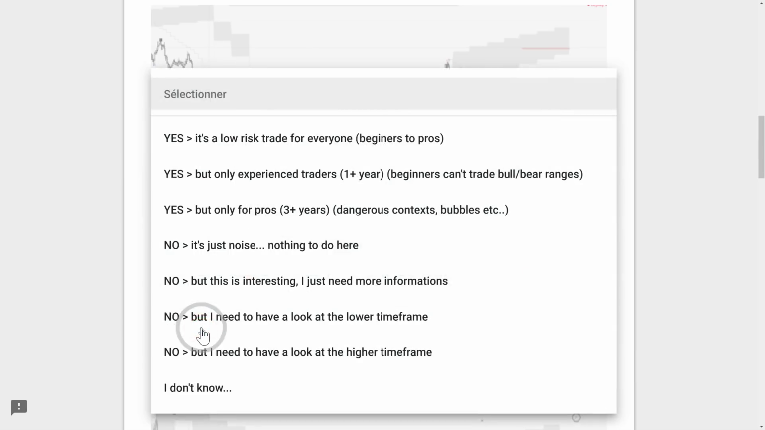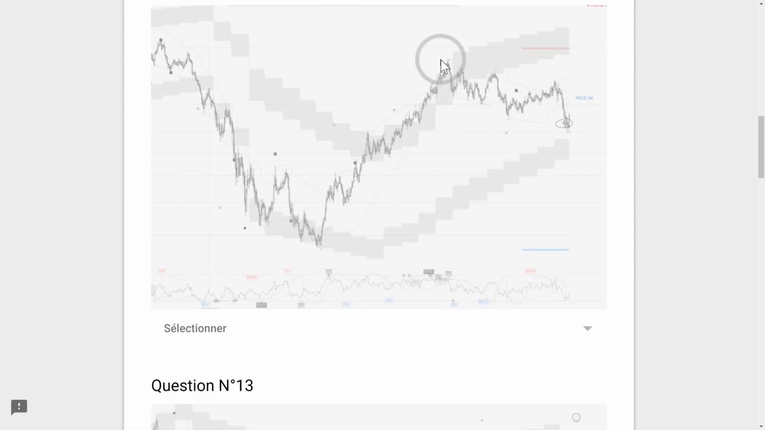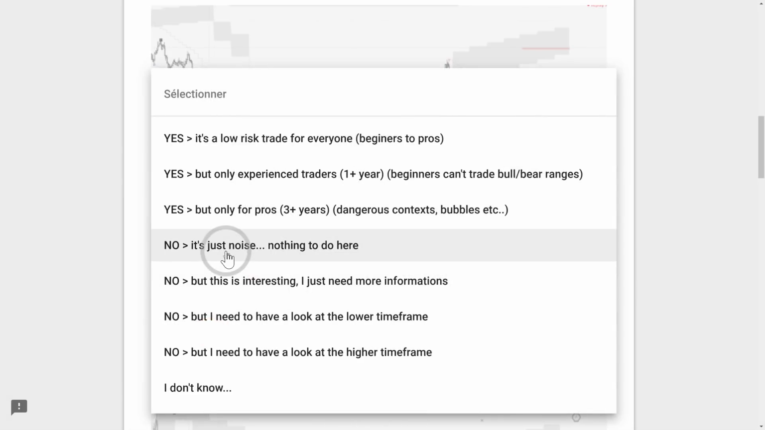I accept multiple answers because in here, having a look at the lower time frame could be a good answer, all right? Having a look at the higher time frame definitely could be, but I don't think it's that interesting though. These are acceptable answers, but what I would say in here is the answer must be no. You move out of here, right? The only thing we could trade is if this was a trend, but it doesn't fit a trend plan, and this would be a pullback, but I'll say no way. To me, there's nothing to do in here. So no, it's just noise.